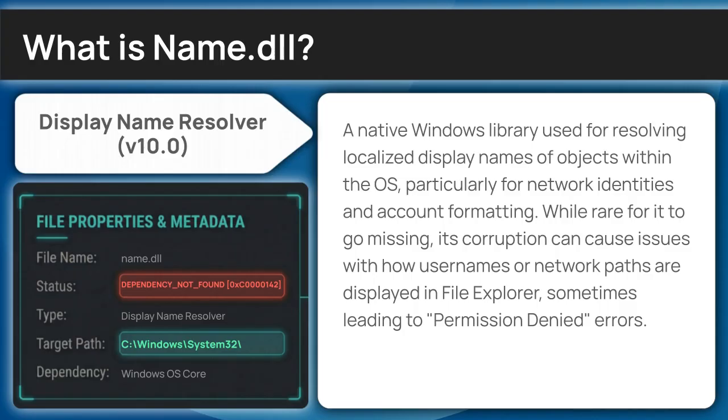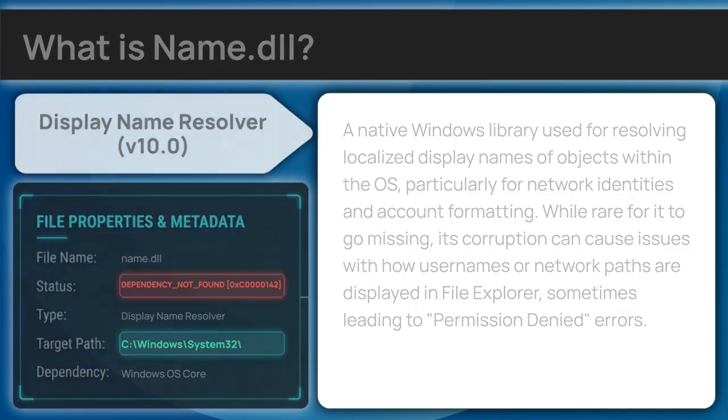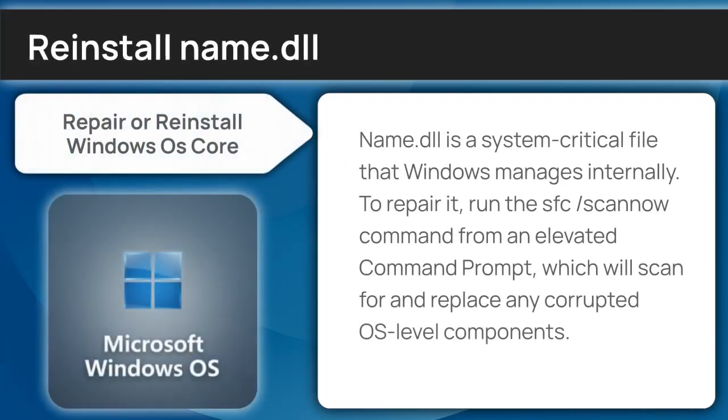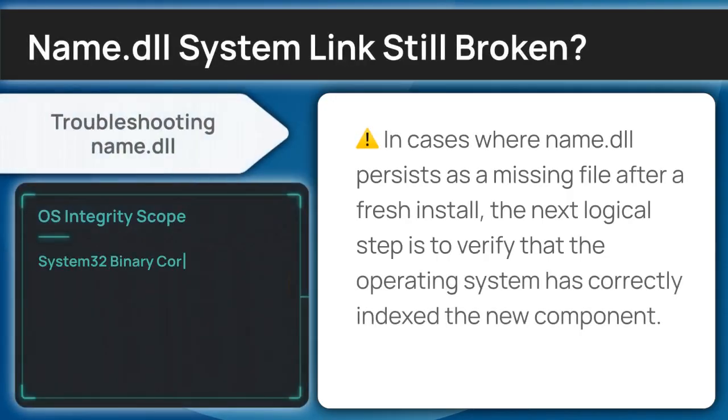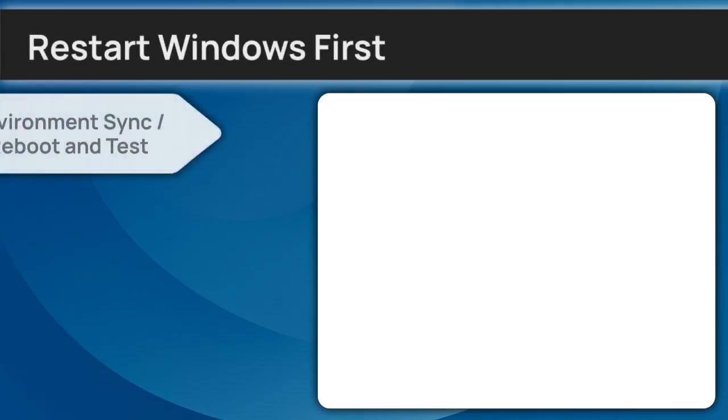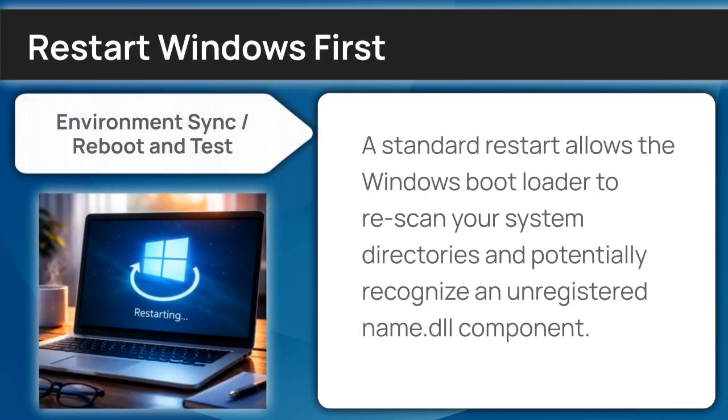Now let's apply the fix by reinstalling the shared system library. Name is a system-critical file that Windows manages internally. To repair it, run the sfc /scannow command from an elevated command prompt, which will scan for and replace any corrupted OS-level components. When a standard reinstall doesn't cut it, we move to advanced diagnostic steps to ensure the system is properly configured. A full system restart clears the temporary memory cache and allows Windows to attempt a fresh initialization of all required libraries, including Name Library.